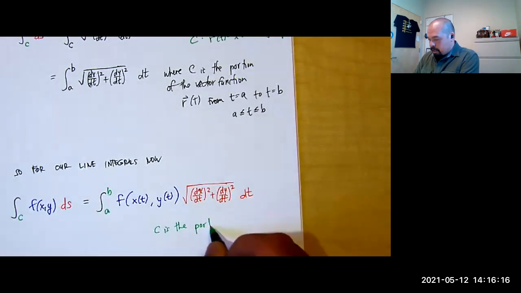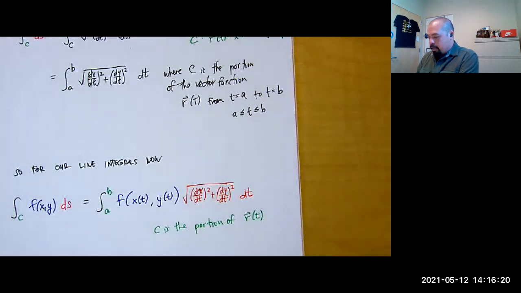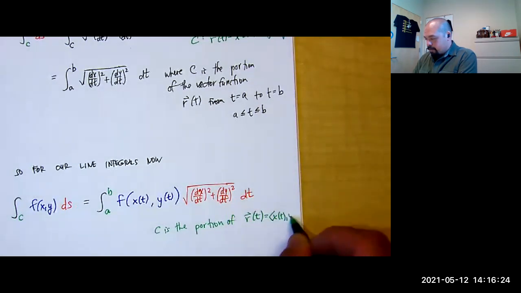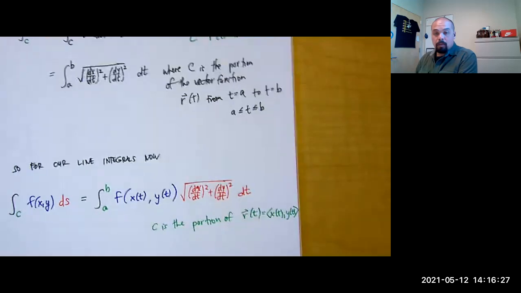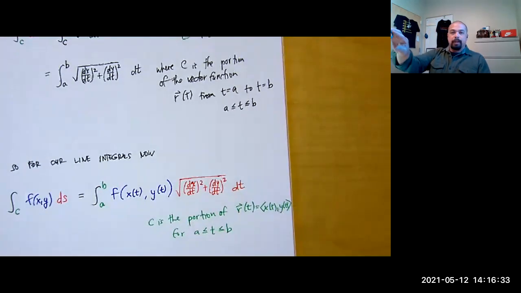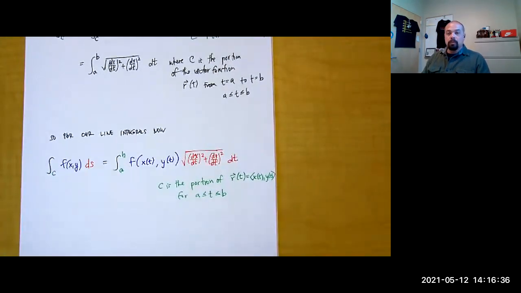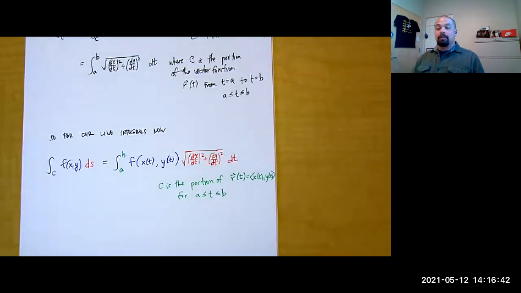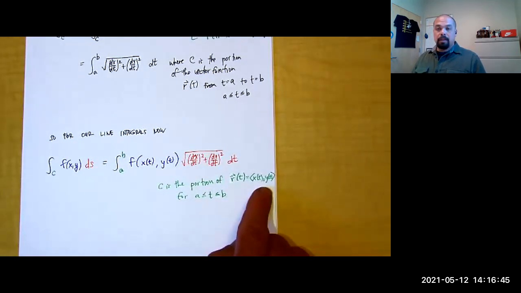Again, C is that portion of r of t, which is x of t, y of t, for t between a and b. So as long as we can parameterize, that's a little bit of work we had done back in chapter 13. I know it was brief, starting to get those functions in terms of parameter t for those curves.